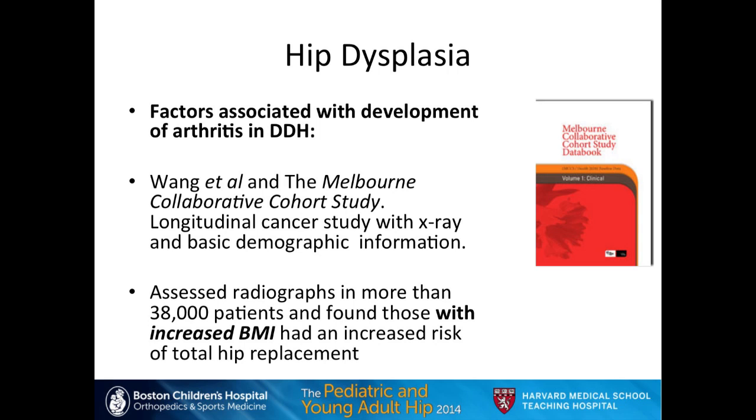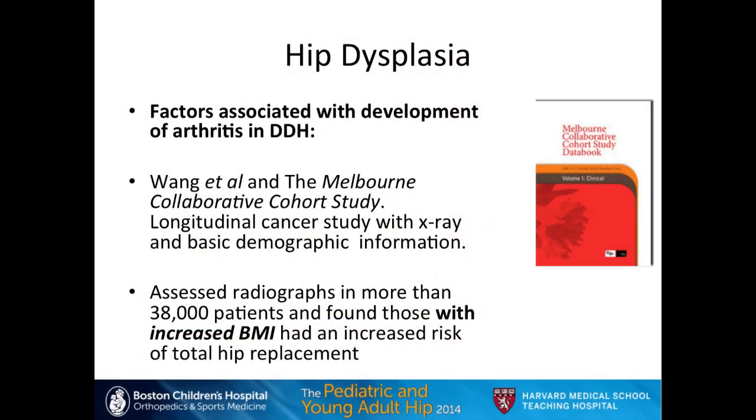So what have people done to try to evaluate this? In some of these larger group studies, you have Wong et al. who looked at the Melbourne Collaborative Cohort Study. This was a longitudinal cancer study, actually, with x-ray and basic demographic information. From that, they looked at more than 38,000 patients and found those with an increased BMI, more than 30, had an increased risk of going on to total hip replacement.